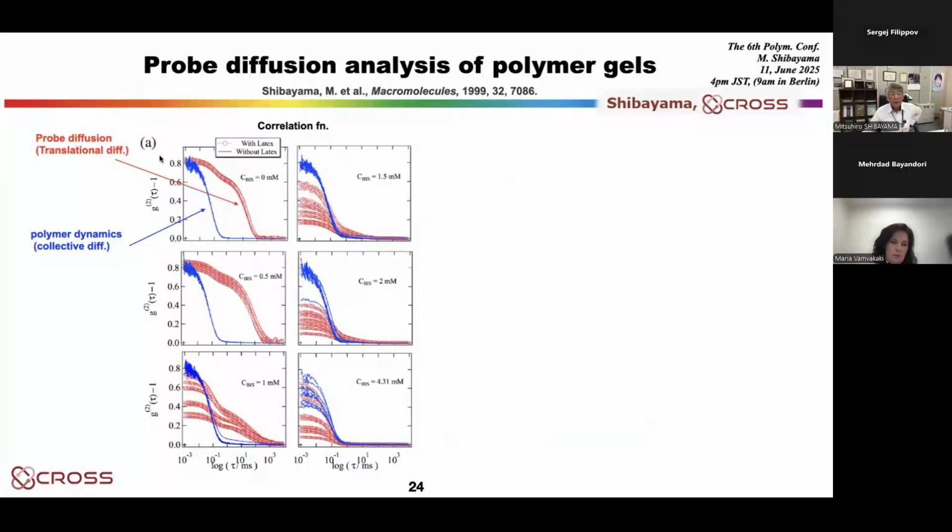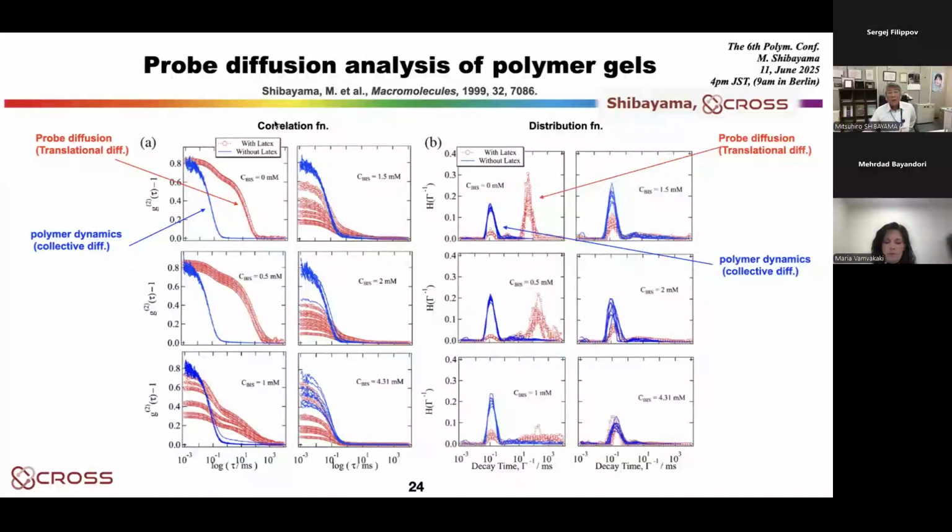The blue one is without latex, and we observe collective diffusion. But in the probe diffusion, we see the probe's diffusion. Then we increase the cross-linker concentration from 0, which is a polymer solution, to the polymer gel. And this is a correlation function.